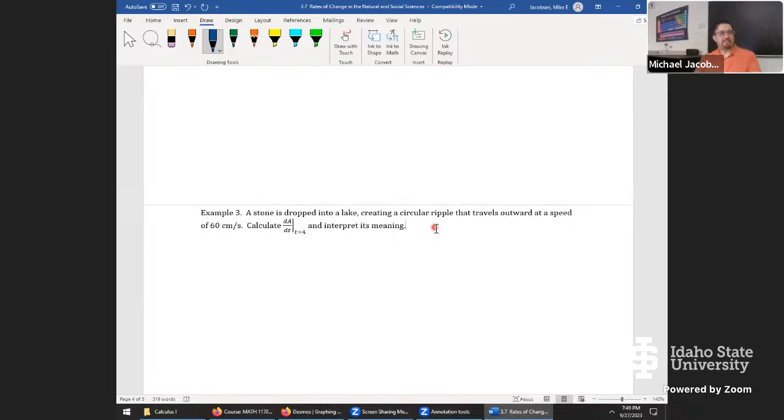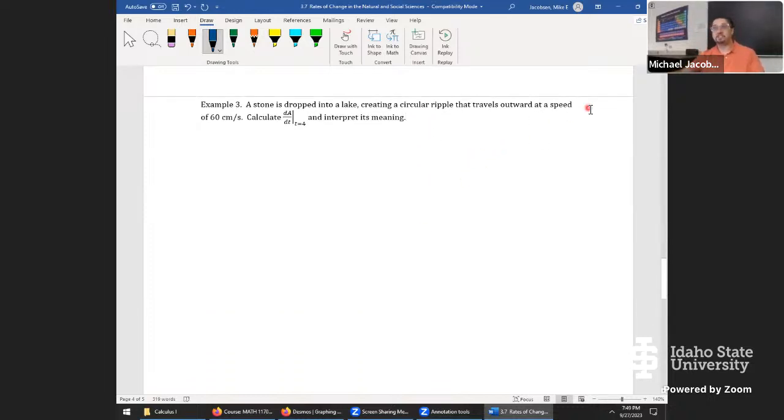Awesome. That way, it's awful to do a problem and then sit on it for 24 hours before we finish it. So this is one we can absolutely tackle and finish off. It's a really fast situation. It says a stone is dropped into a lake, creating a circular ripple that travels outward at a speed of 60 centimeters per second. We want to calculate dA/dt at t equals 4 and interpret its meaning.